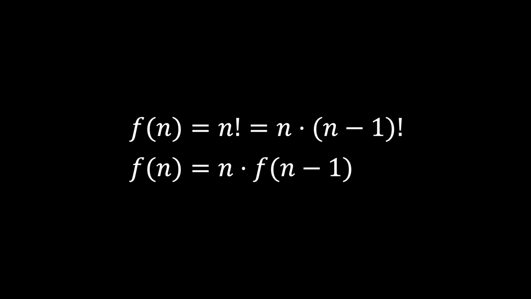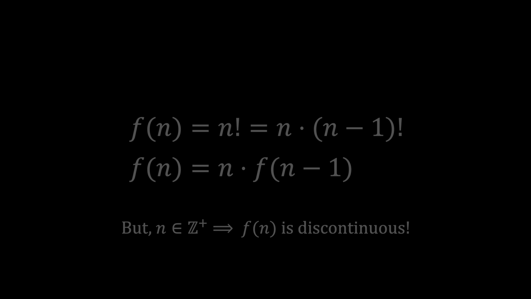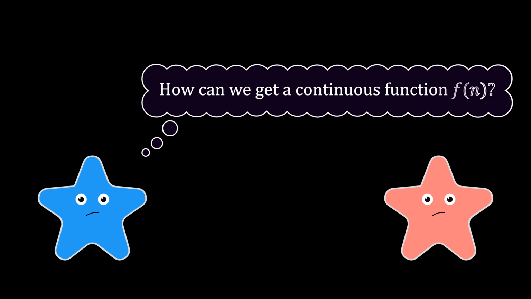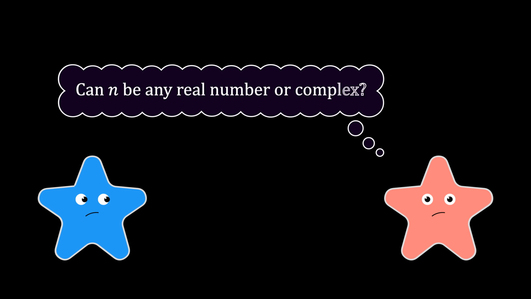And this relationship allows us to define the factorial function recursively. If f of n equals n factorial, then I can also write f of n as n times f of n minus 1. However, the domain of this function is restricted to positive integers, and this makes f of n discontinuous, as it is only defined at discrete points. But the question is, can we extend this definition to a more generalized function, where n can take any real or even complex value?